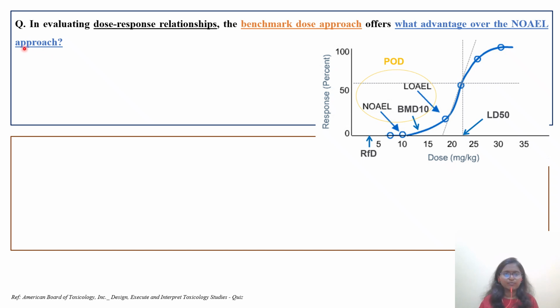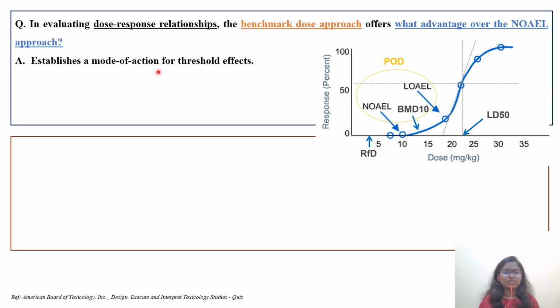Let's see what the options are. Let's again understand the question. In evaluating dose response relationships, there are two approaches: how is the benchmark dose approach advantageous over the NOAEL approach? The traditional method is the NOAEL approach. The comparatively new method is the BMD approach. How is the BMD approach more useful when compared to the NOAEL approach? That is what we are going to learn in this particular question.